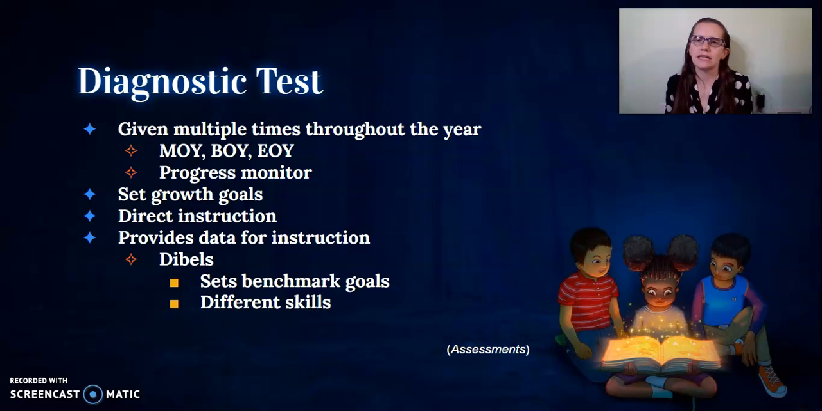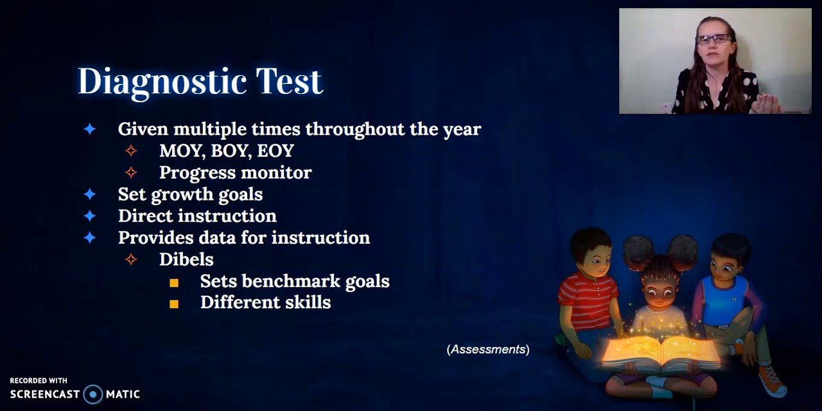I really like looking at the data for these because when it comes in at the end of the year, you can see how much growth they made, which is different than the other, like the summative tests. So we give these multiple times throughout the year. MOI is for the middle of the year, and the reason I put that first is you get a lot of information there. You now know your student, you've been working with them for a while, and you can see how they're learning using that data then to launch them to the end of the year.